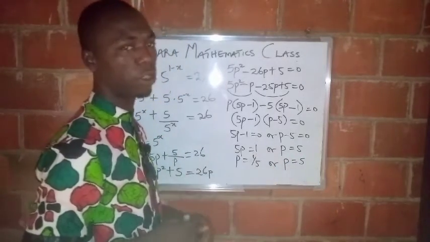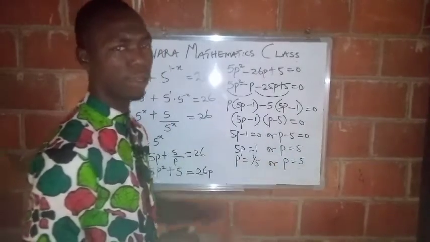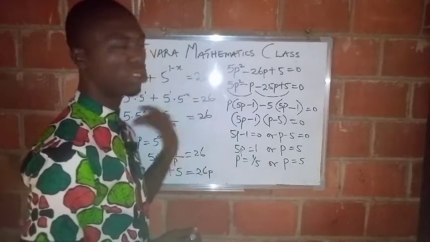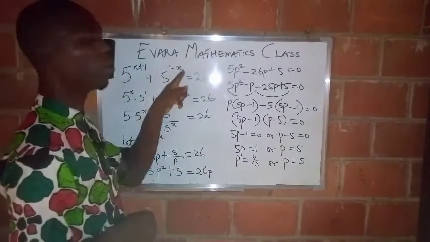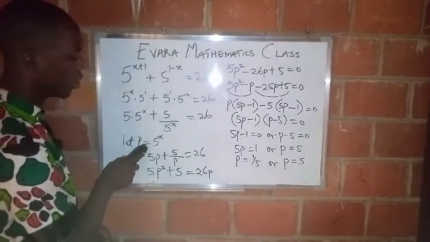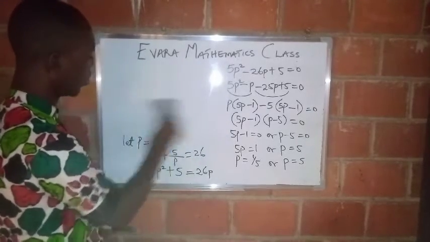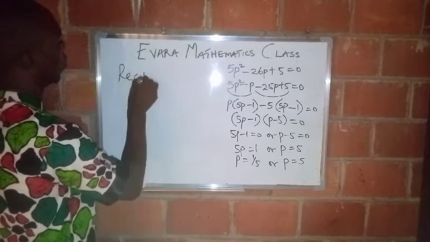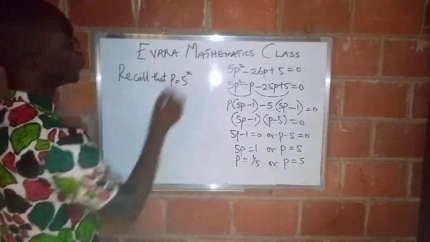So this is one of the common mistakes that students do make. When you get 1 over 5 or 5, you quickly rush to the options to pick this. Remember, the question did not ask us to find the value of p. We were asked to find the value of x. So we now go back to where we use p to represent 5 raised to the power x. So you will recall that p is equal to 5 raised to the power of x.